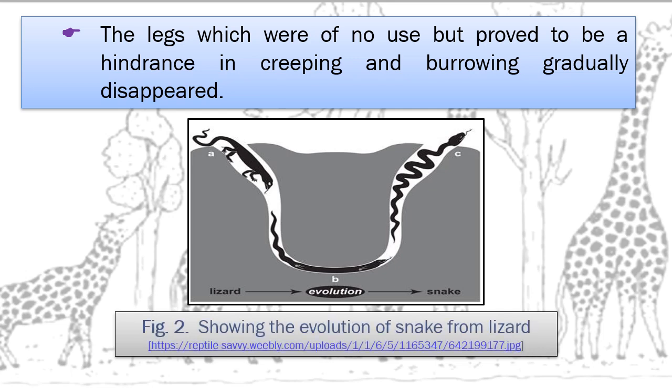So this is the picture showing the evolution of snake from lizard. You can see here that the ancestors of snakes were limbed and lizard-like. And for creeping among the vegetation in the narrow crevices, they had to stretch their body, which gradually became elongated. And since the limbs were of no use and were a hindrance in creeping and burrowing, they gradually disappeared, and it led to the evolution of snakes.